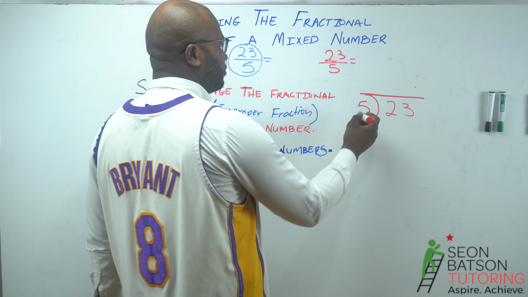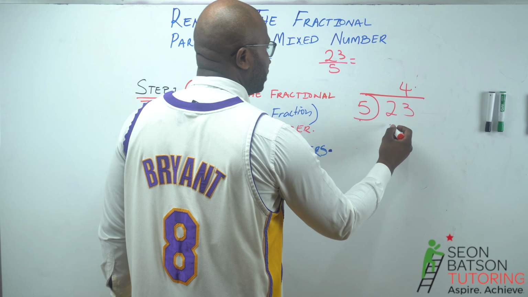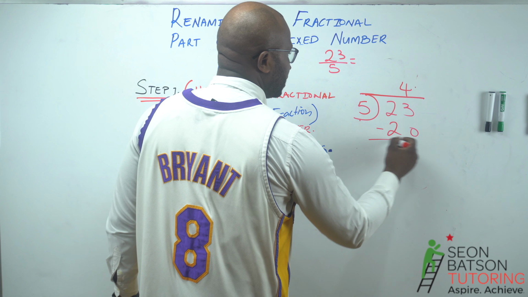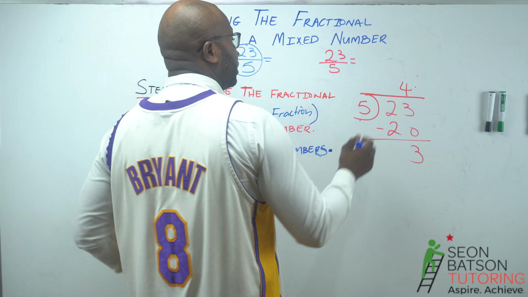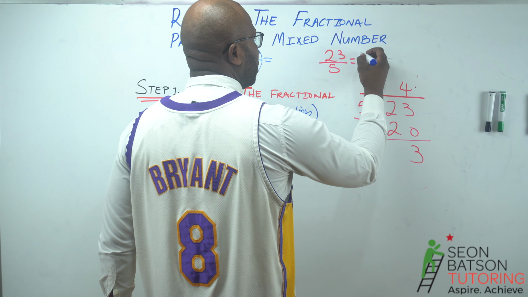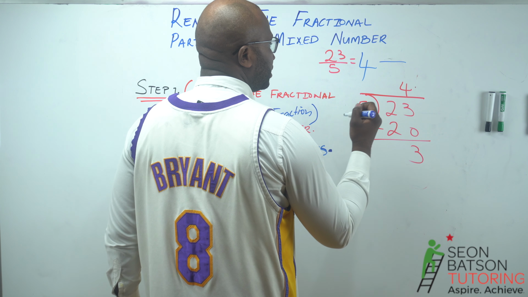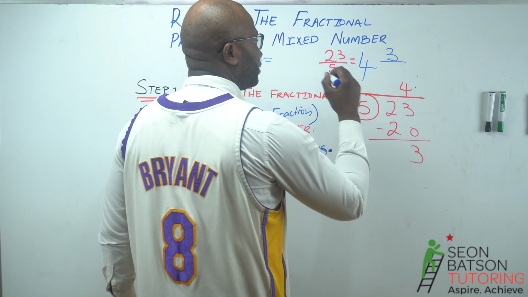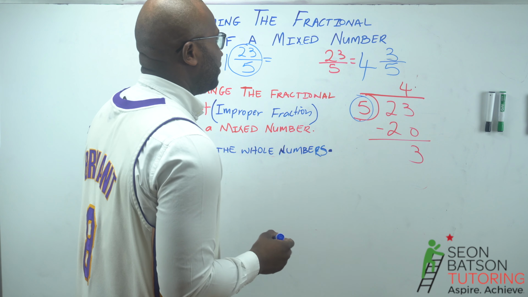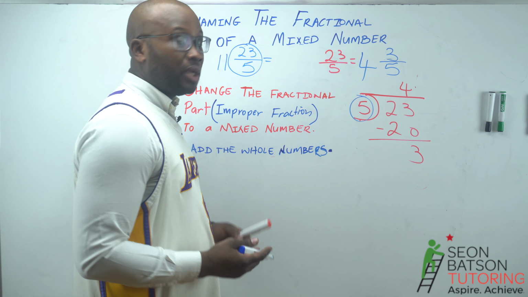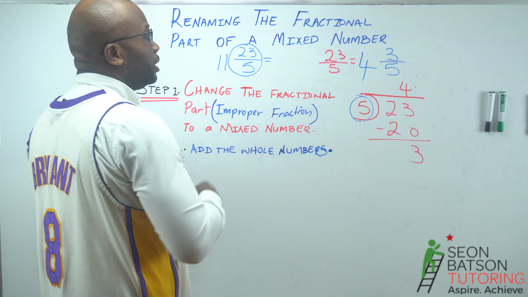So we divide. 5 goes into 23 4 times. Yes? 5 times 4 is 20. We subtract and we get 3. And we're done. Remember now, the number on top of the house is our whole number. The remainder is our numerator. And the denominator stays the same. So 23 over 5 is the same as 4 3/5. So we have successfully changed the fractional part, which is the improper fraction, to a mixed number.